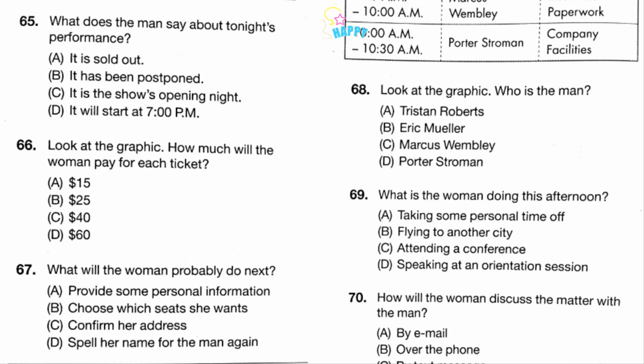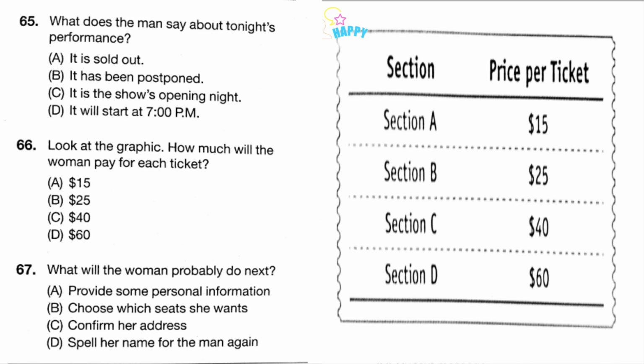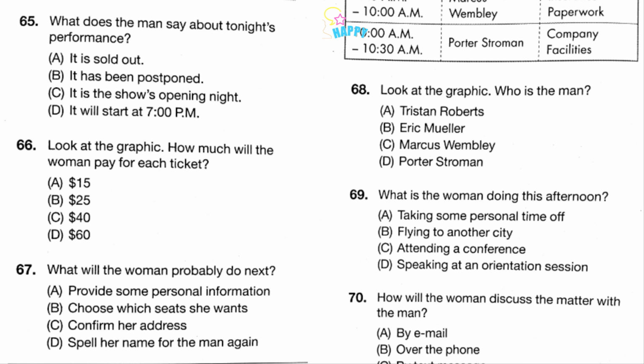Number 65. What does the man say about tonight's performance? Number 66. Look at the graphic. How much will the woman pay for each ticket? Number 67. What will the woman probably do next?